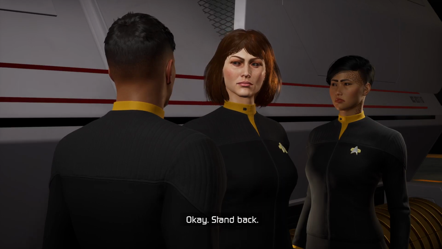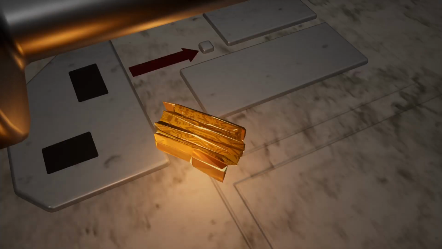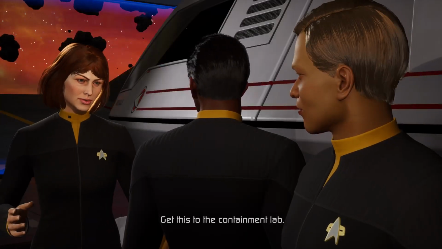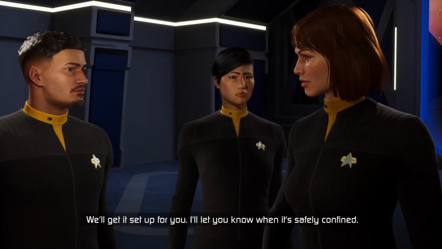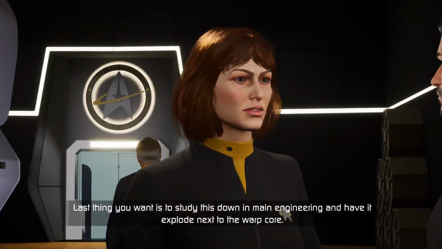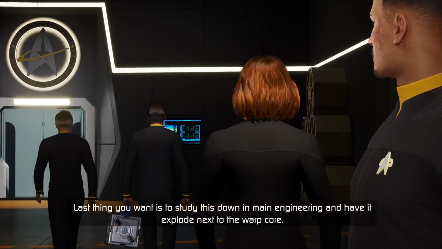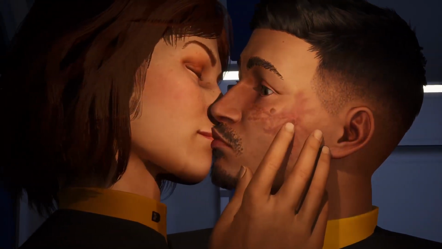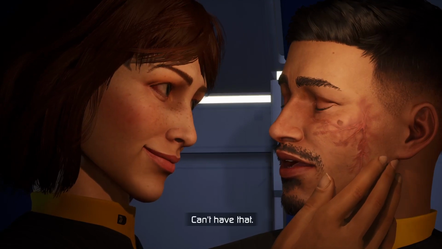Okay, stand back. Get this to the containment lab. We'll get it set up for you. I'll let you know when it's safely confined. Oh, well, we'll be there. Last thing you want is to study this down in main engineering and have it explode next to the warp core. Almost forgot. Can't have that.